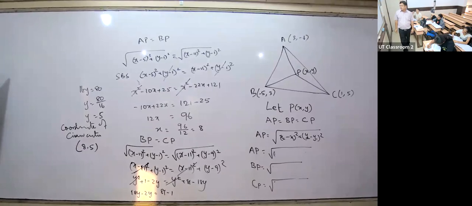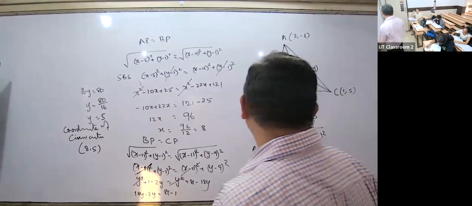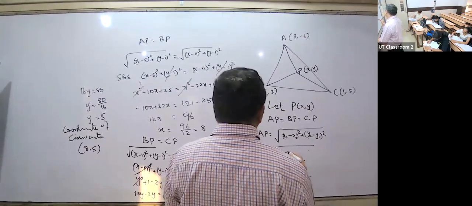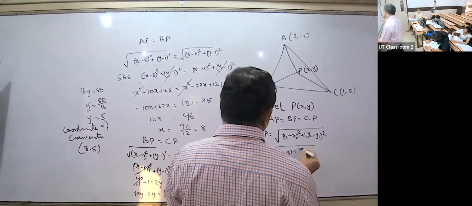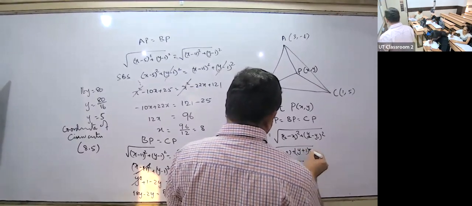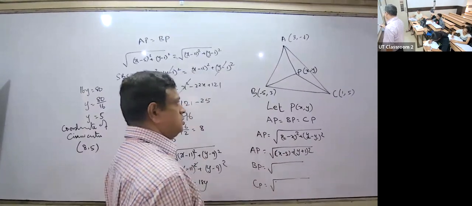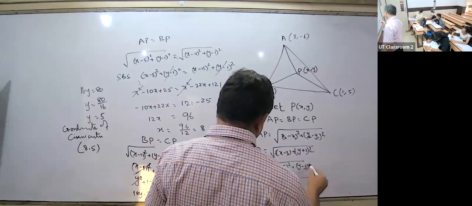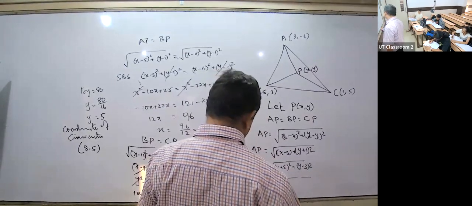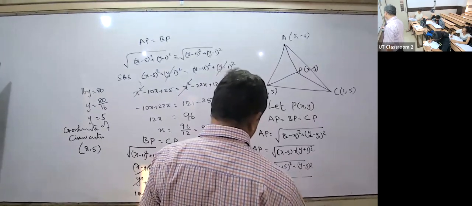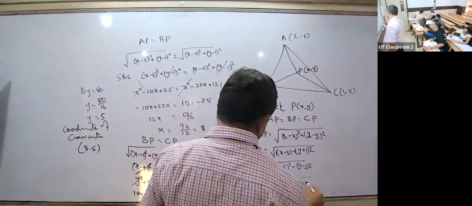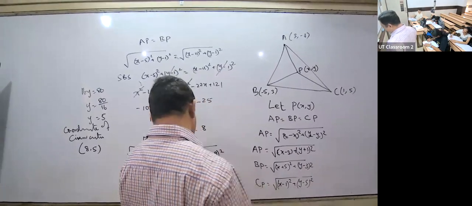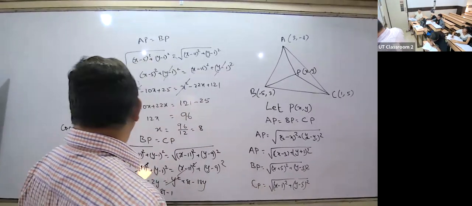So AP, how much will you get? (x minus 3) whole square plus (y plus 1) whole square. Then BP: (x plus 5) whole square plus (y minus 3) whole square. CP is (x minus 1) whole square plus (y plus 5) whole square.